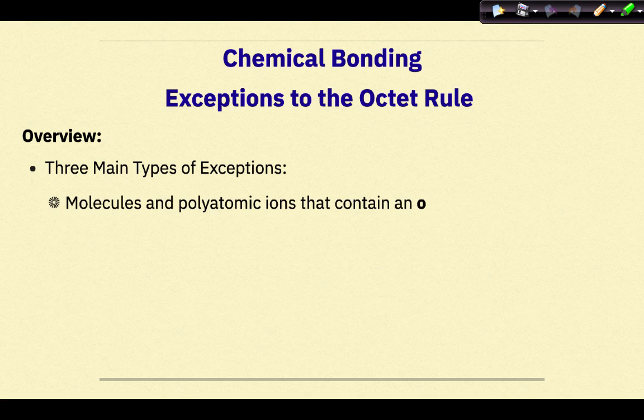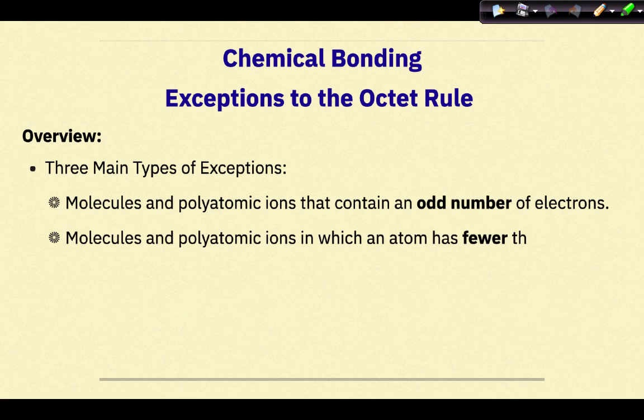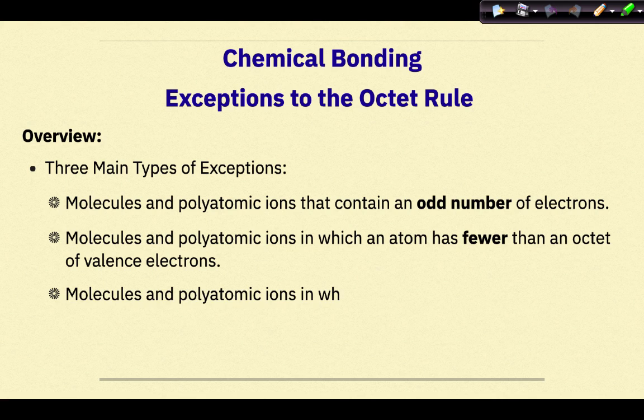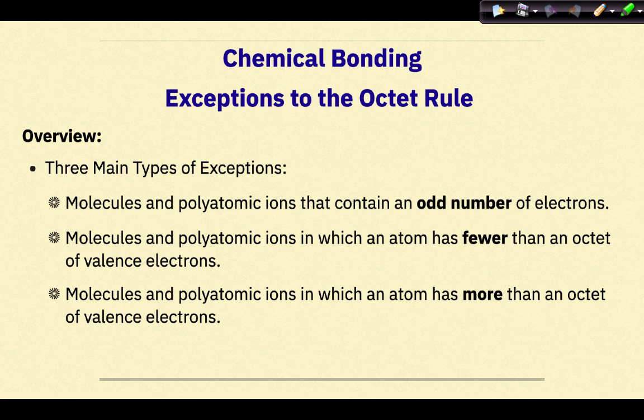The first being molecules in polyatomic ions that contain an odd number of electrons. The second being molecules in polyatomic ions in which an atom has fewer than an octet of valence electrons. And the third being molecules in polyatomic ions in which an atom has more than an octet of valence electrons, otherwise known as an expanded octet. Finally, I'll be showing you some worked examples.